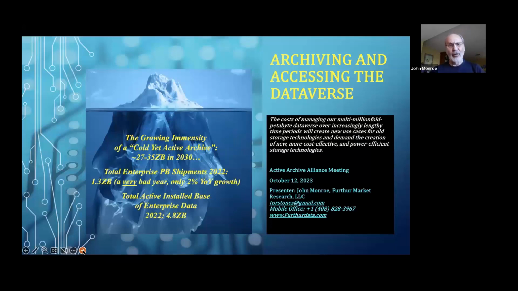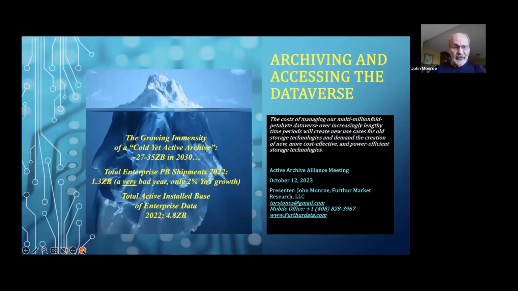So my subject is archiving and accessing the Dataverse, this huge thing that I spend a good portion of every day trying to imagine what it's made up of, how big it is, and how it's evolving. And one thing I think for sure, which is sort of a tagline and a theme that can be used as a footnote to every single slide, is that the cost of managing this thing, which is already many millions of petabytes, over increasingly lengthy time periods, 10 years, 20 years, 50 years, is going to create new uses for old technologies and demand the creation of new, more power efficient and cost effective technologies.